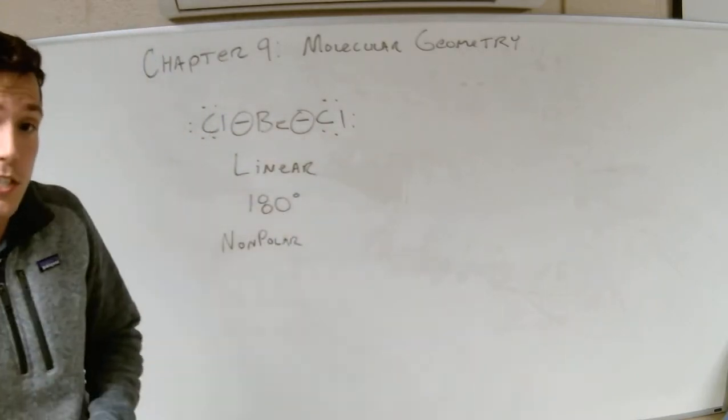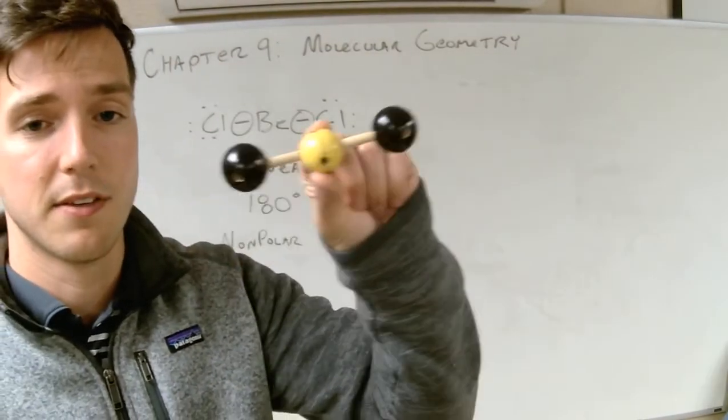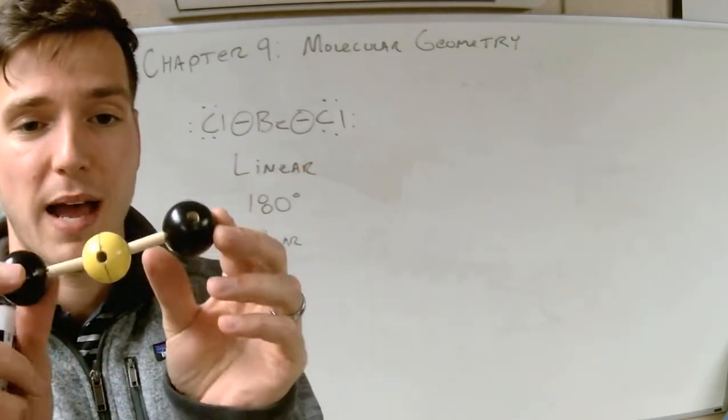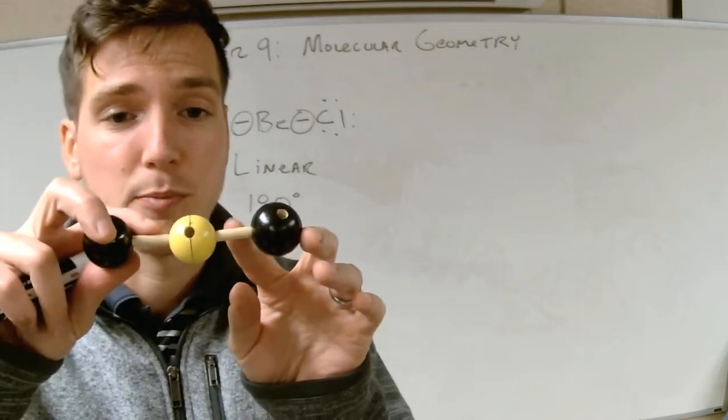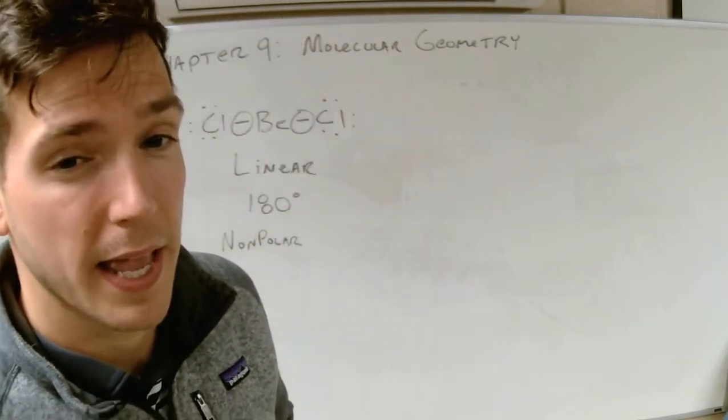Good example of this. Beryllium chloride, if you were to look at it in 3D, would look something like this. A nice straight line, no matter how you look at it. Those electron bonds are going to be as far away from one another as possible, so it makes a nice 180 degree angle.